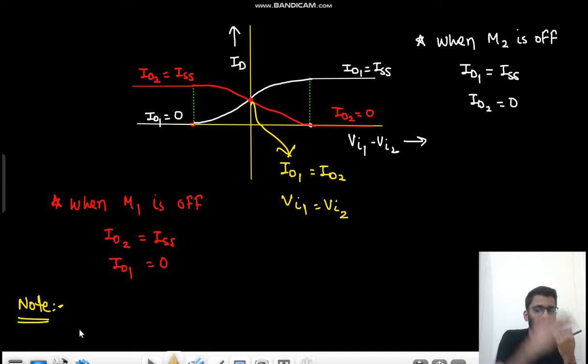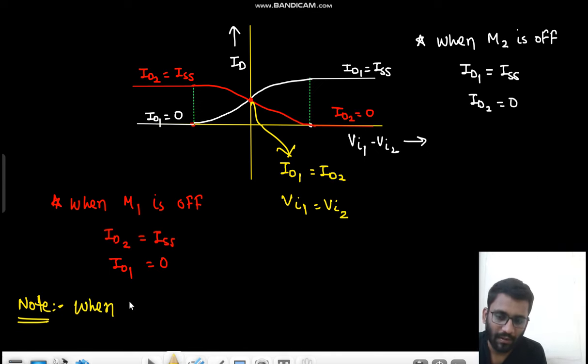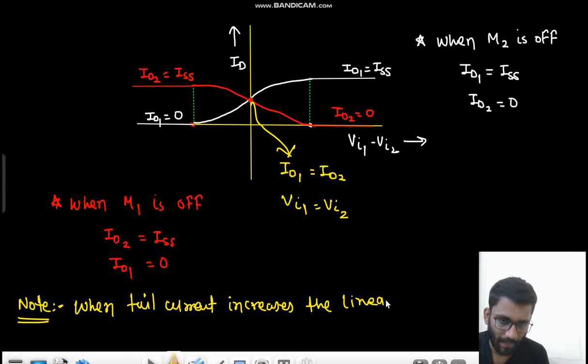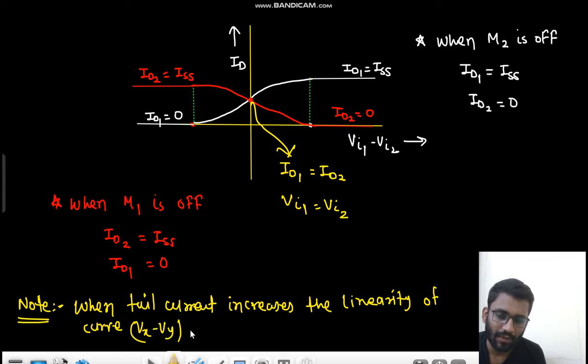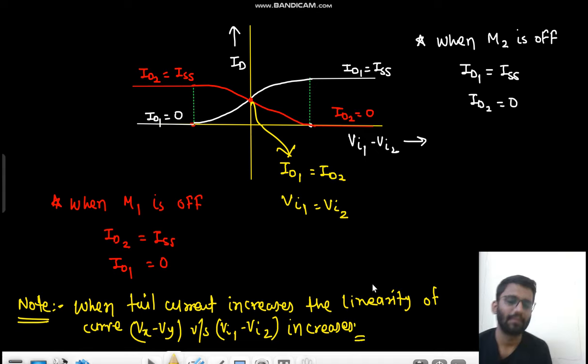The Vin1 minus Vin2 point will shift and also the current will increase, so the linearity increases. So when the tail current increases, the linearity of the curve Vx minus Vy versus Vin1 minus Vin2 increases. Okay, that's it.